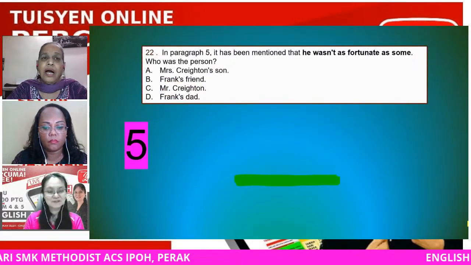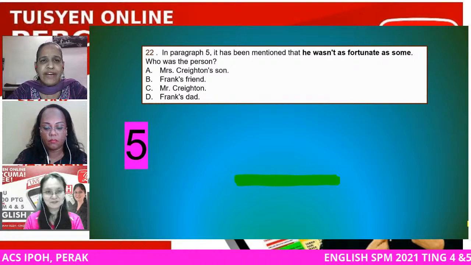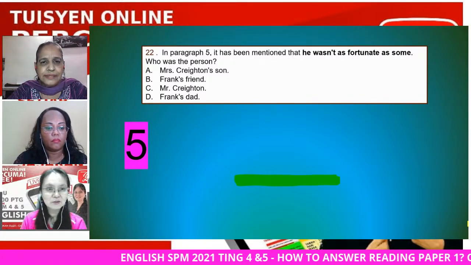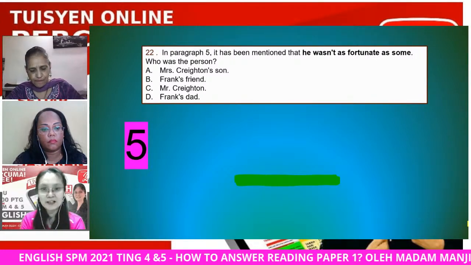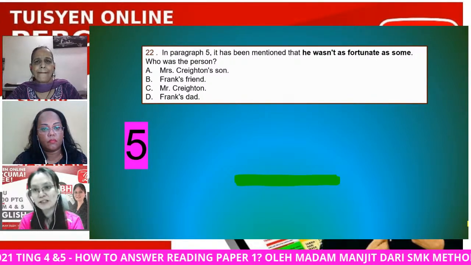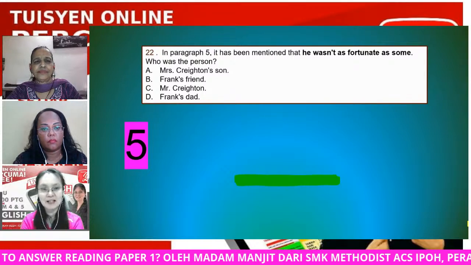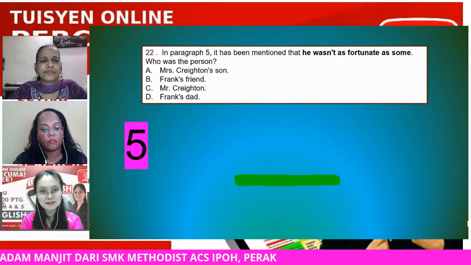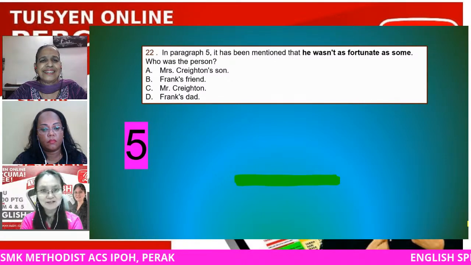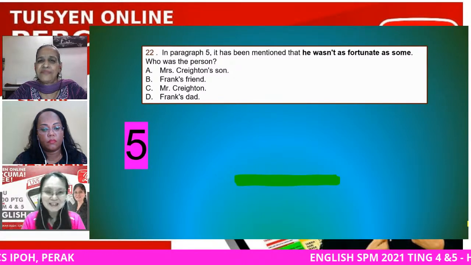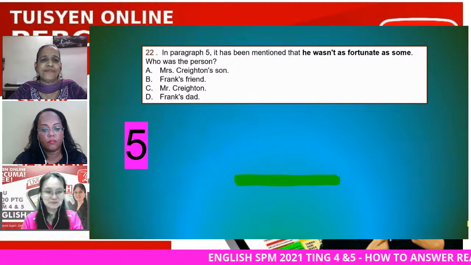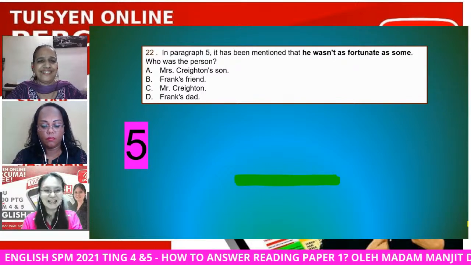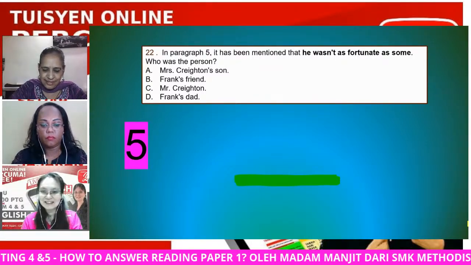Okay. Question number 22 in paragraph 5. Cikgu Hedi, maybe you can read question number 22 now. Okay. 22. In paragraph 5, it has been mentioned that he wasn't as fortunate as some. Who was the person? A. Mrs. Crichton's son. B. Frank's friend. C. Mr. Crichton. D. Frank's dad. Try this one. This one is quite easy. This is a bonus question actually. Come on, students. This is easy.